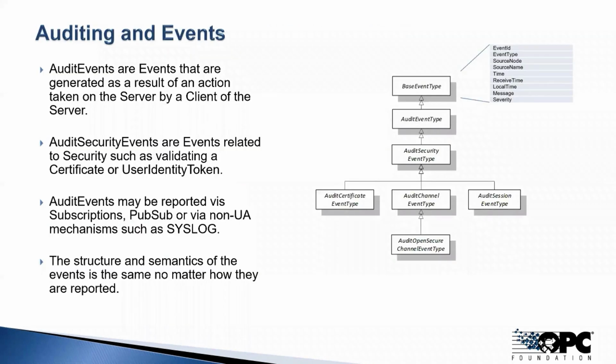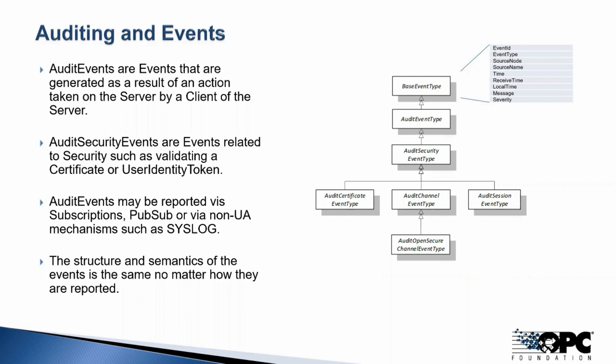Auditing. Very, very important part of a complete solution. In UA, we define standard structures for different types of events. We basically define the number of fields, some of which are mandatory, some of which are optional, that have to be filled in whenever a particular event occurs. So a session is created, a certificate is validated, a variable is written to. All of these different activities which are potentially security sensitive would produce an event. And these events can then be reported using any number of mechanisms that depend on the server.